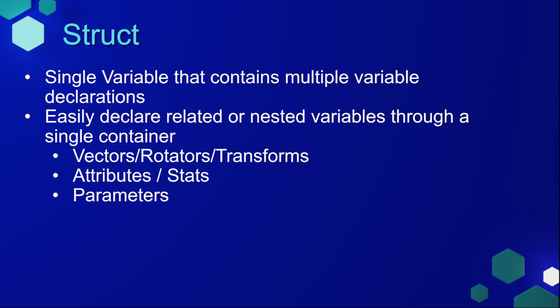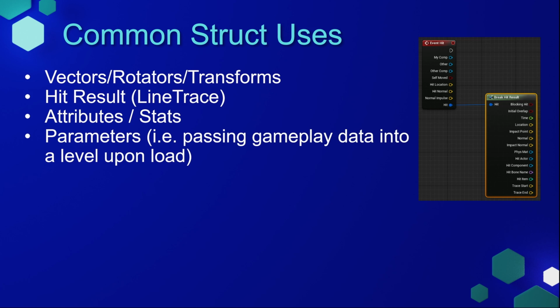Now, we've already been using some structs in our games. For instance, vectors, rotators, and transforms are all a struct that hold multiple values for x, y, and z. They can also be used for attributes or stats or holding various parameters. And we've also seen another struct when we're talking about the hit result. The hit result has multiple variables that are all nested together, and that way you can pass one variable type that has all the information you need.